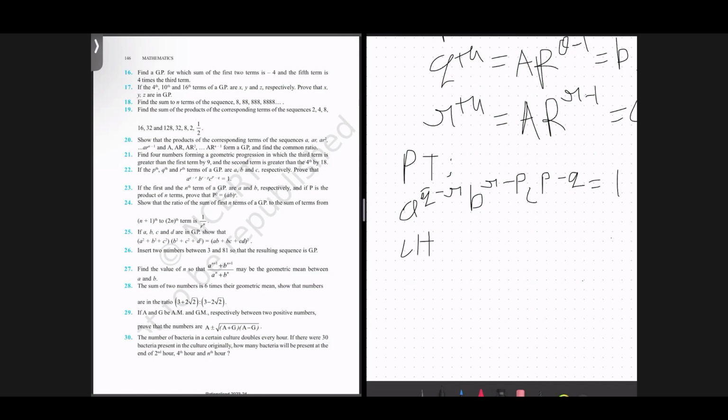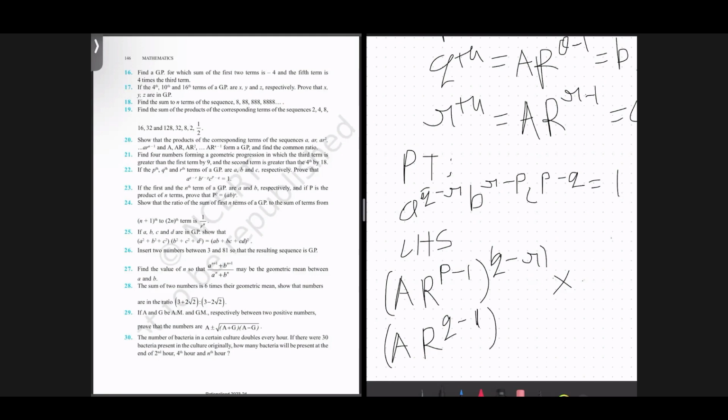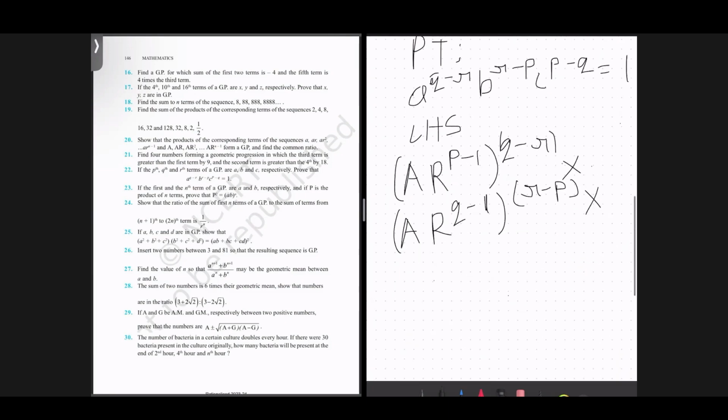and c raised to the power p minus q is equal to 1. So the LHS would then be, substituting the values from above, AR raised to the power p minus 1, all raised to the power q minus r, into b, that is AR raised to the power q minus 1, raised to the power r minus p, into c, that is AR raised to the power r minus 1, raised to the power p minus q, right?